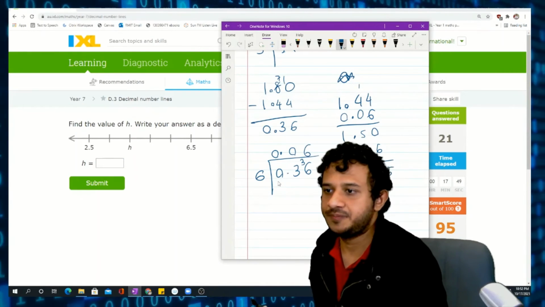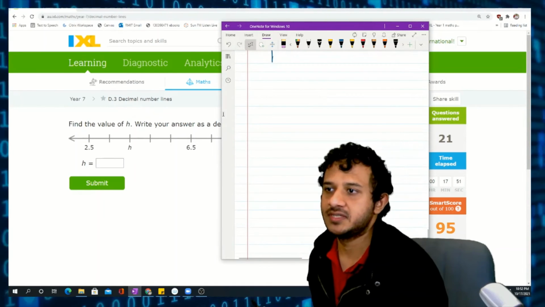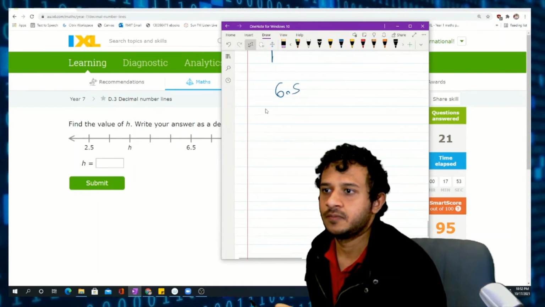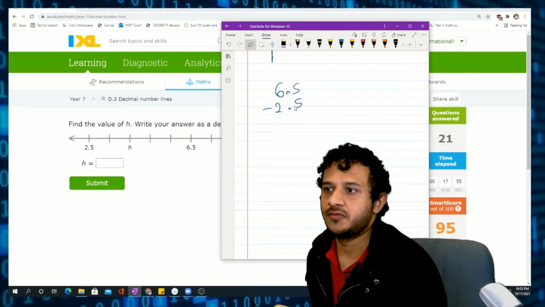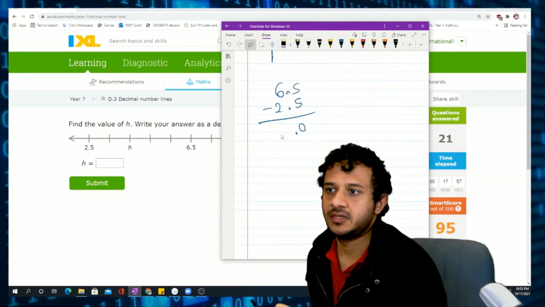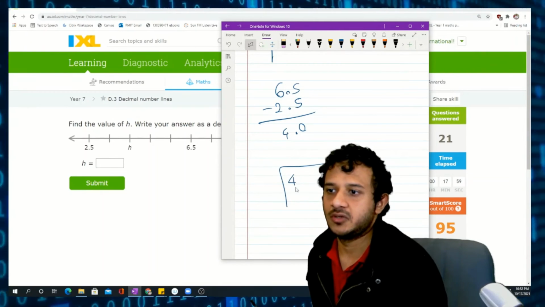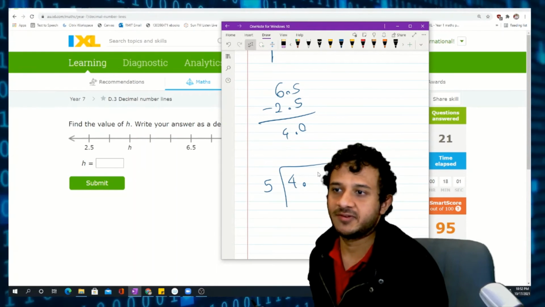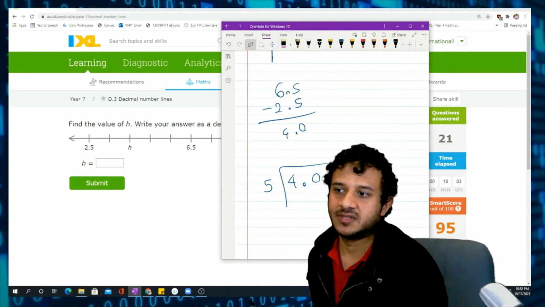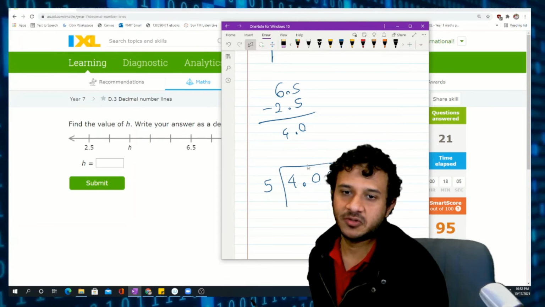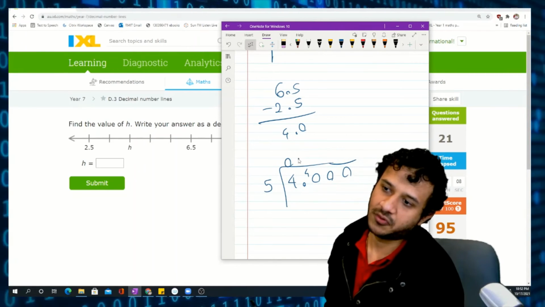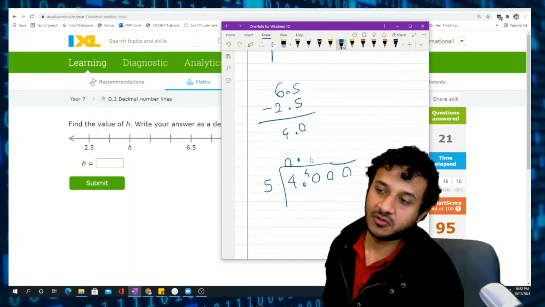Let's work it out. My highest value is 6.5, take away the lowest value 2.5. That's a 0 and a dot and a 4, 4.0. I know it's going to be dividing by 5 because 5 gaps are there. And I'm going to put some zeros for fun. How many 5s can go into a 4? That's a 0. Left over 4 goes to the neighbor. Dot comes here. How many 5s can go into a 40? 8.